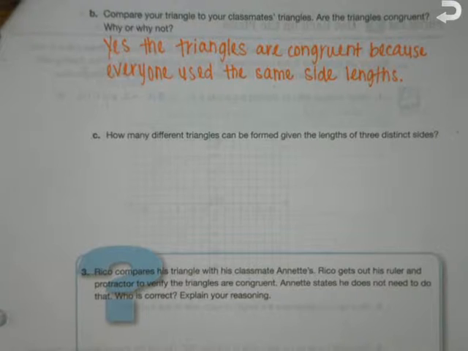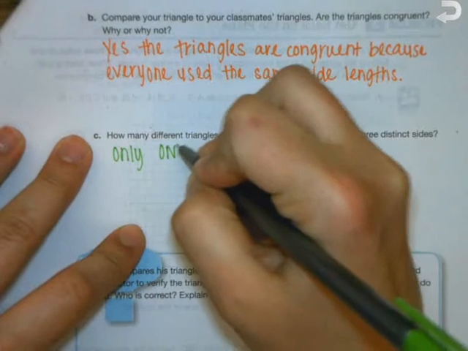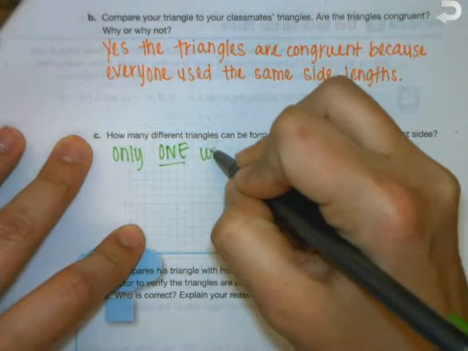And you guys just said that. If I took Jordan's triangle and compared it to Tong's triangle, it doesn't matter how they drew the lines, all 3 sides are the same, so the 2 triangles are congruent. So you can only form one triangle. Okay, so only one unique triangle can be formed.